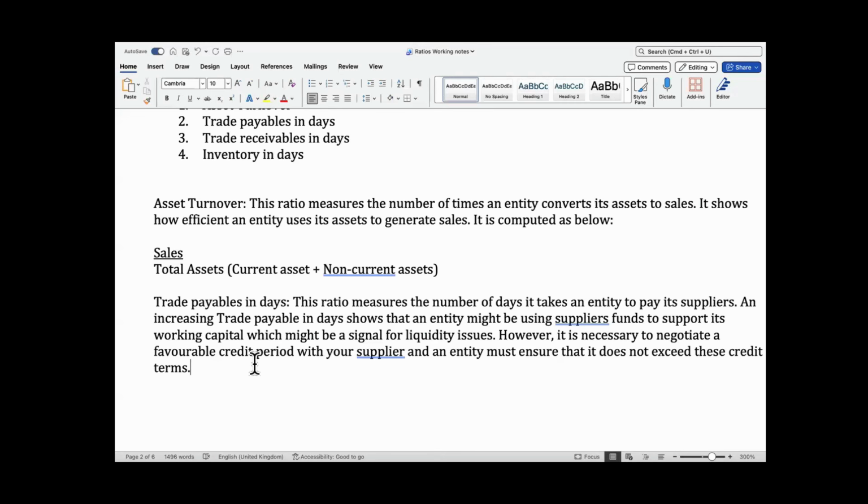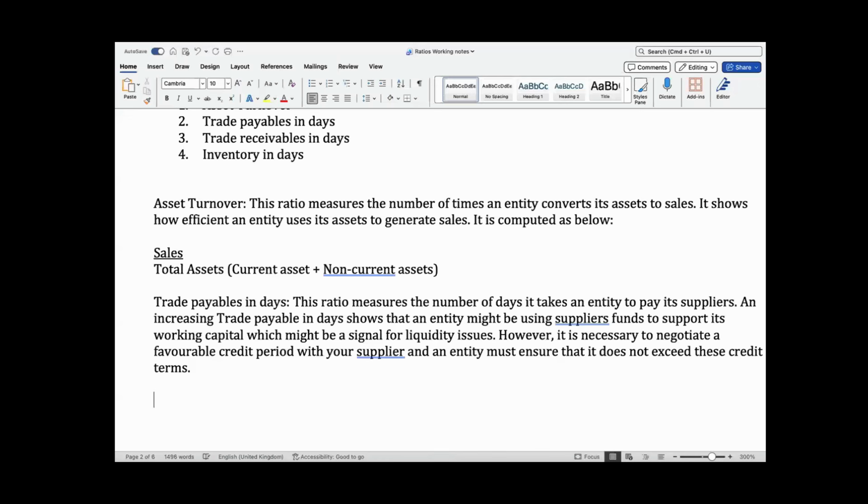But if the trade payables is increasing, and I can see that this company's liquidity ratios are good, then I can say that this company has been able to negotiate an extended credit term with its suppliers. And that can explain why their trade payables in days is increasing. And considering the fact that they have a strong liquidity ratio, they have no reason to delay suppliers' funds.